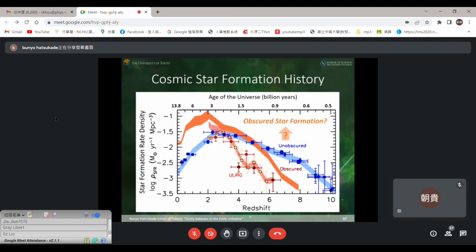But the gravitational lensing effect affects a very small area in the sky. So the problem is the sky coverage is very limited. So detecting rare objects is difficult. So it is not easy, but we need to proceed this way. So deep observation in a wide area will reveal this kind of objects in the universe.